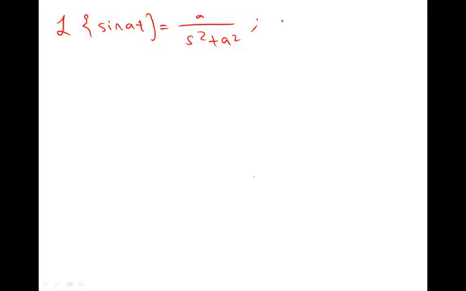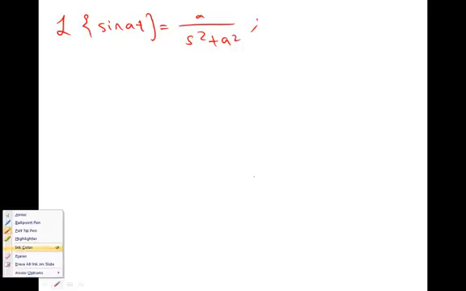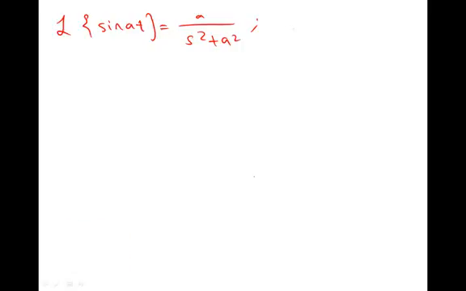that Laplace of sine at equals a over s squared plus a squared. But still here you have another hint that says that sine at equals e to the power of iat minus e to the power of minus iat over 2i.